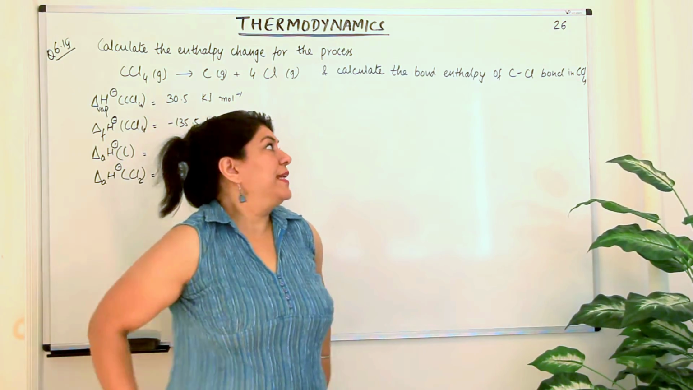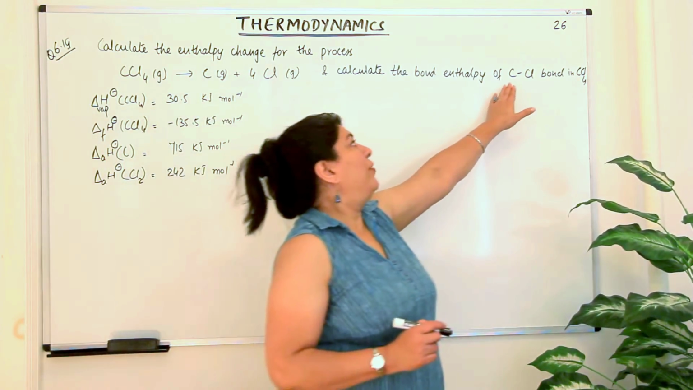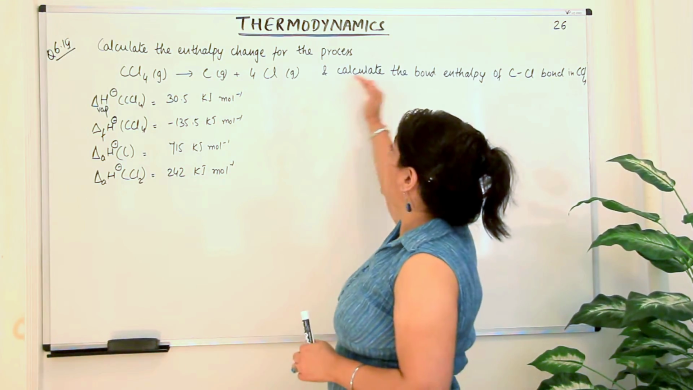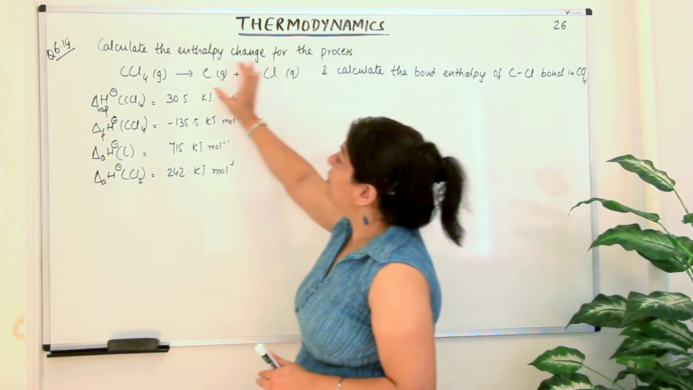You have to tell what is the bond enthalpy of carbon and chlorine in the CCl4 molecule. So this is the second part of the question. Let us first deal with the first part.